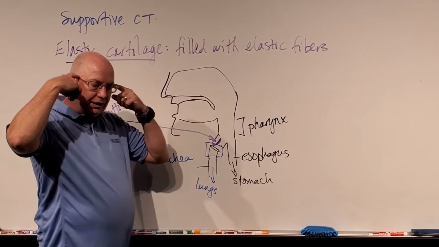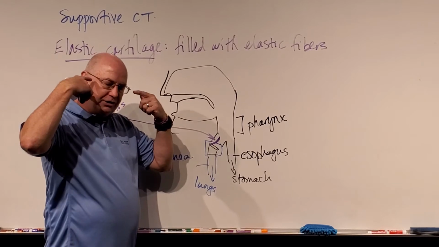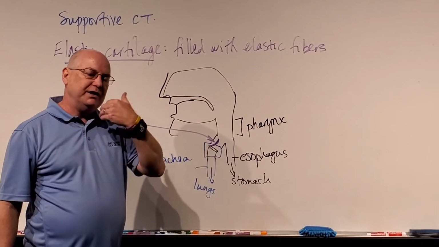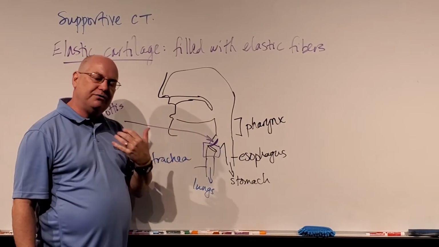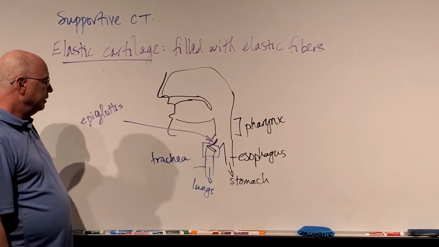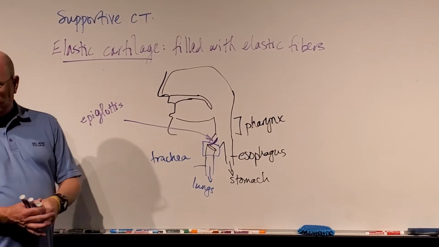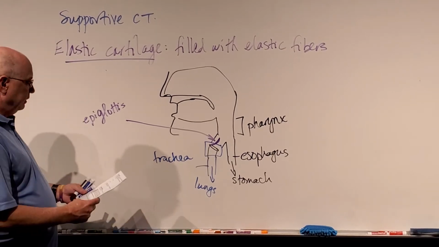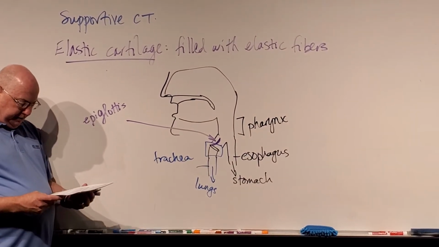Now, it is a low level of consciousness, but it is under conscious control. So sometimes if we're distracted or we inhale something, food or drink can make it down in here, and you end up having to hack it or cough it out. But I wanted you to know that that's one of the main places that we find elastic cartilage in the body, okay?